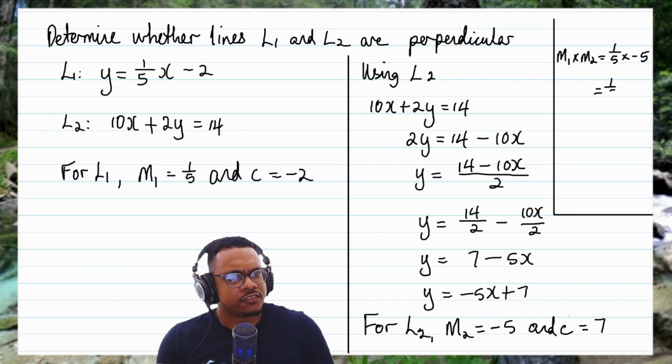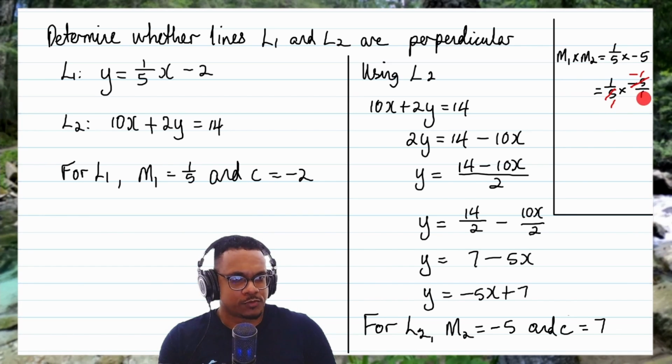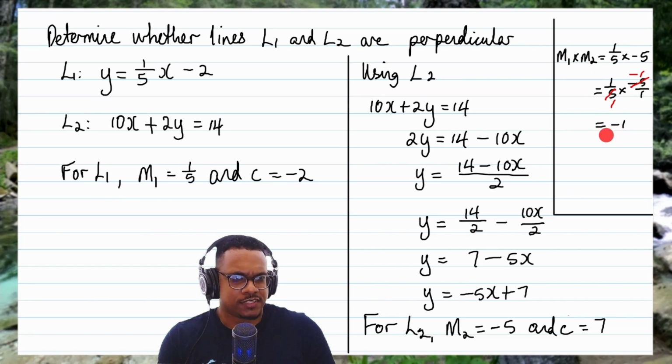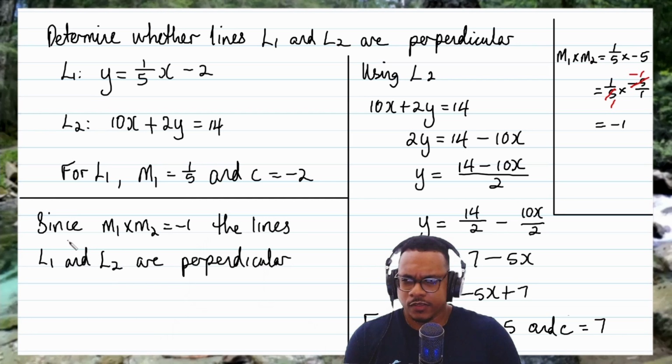So that'll just be 1/5 times negative 5 over 1. So obviously these two will cancel out. So 5 into 5, 1, and 5 into negative 5 is negative 1. So multiplying across, you get 1 times negative 1 is negative 1, and 1 times 1 is 1. So that's negative 1 over 1, which is just negative 1. So we have m1 times m2 is equal to negative 1. So since m1 times m2 is equal to negative 1, the lines L1 and L2 are perpendicular.